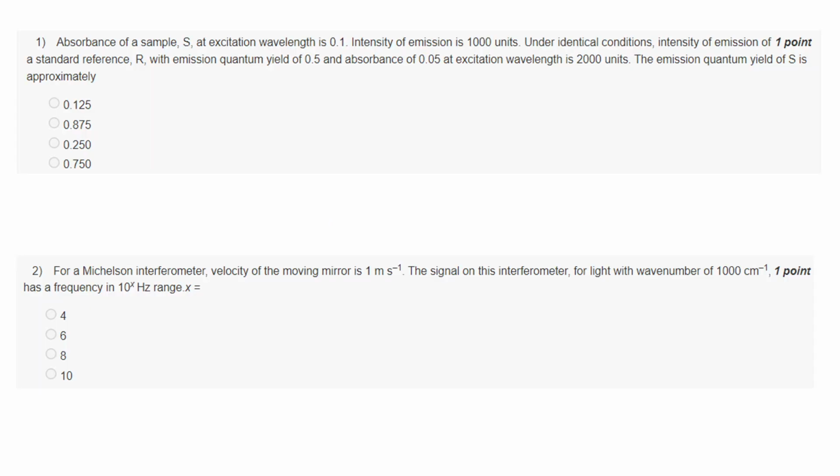I'll read out the question. You can see my screen, right? You let me know what the answer is, and then we'll try to solve it together. So the question is: the absorbance of a sample S at excitation wavelength is 0.1. The intensity of emission is 1000 units. So what are the things given? I am writing here: absorbance A for the sample is given, that is 0.1.